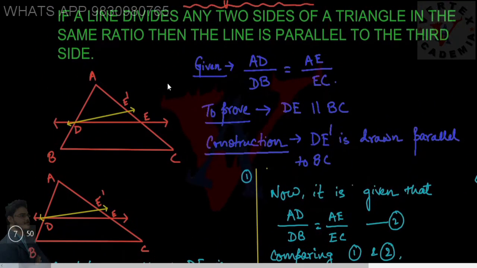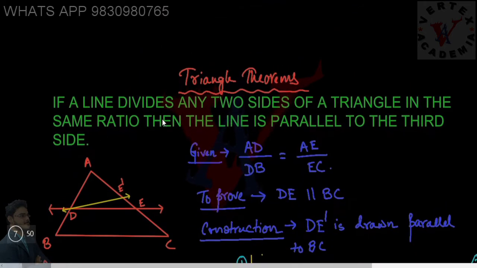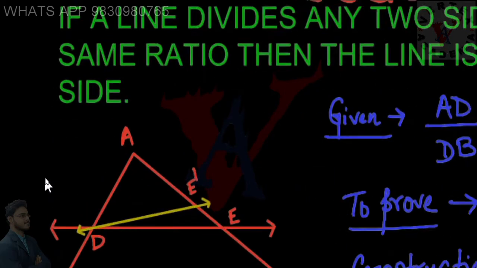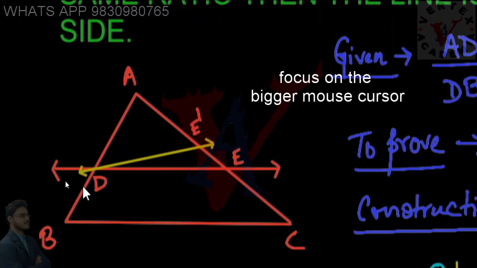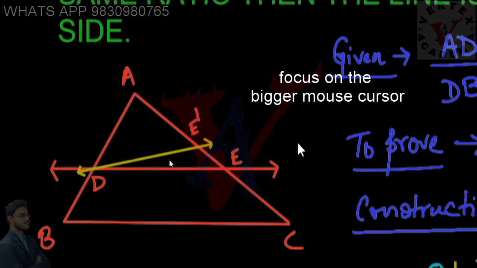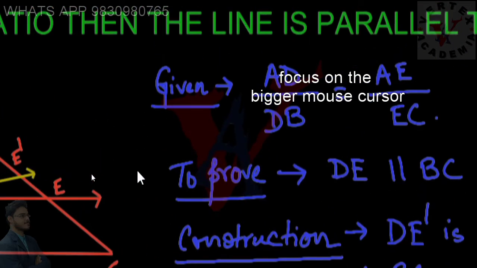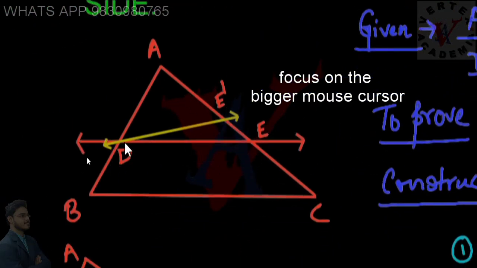Let me explain. It says that a line, for example the line here, DE. Let me zoom in a bit, it will be easier for you. This line segment DE divides AB and AC in the same ratio, that is AD by DB equals AE by EC. So AD by DB is AE by EC.